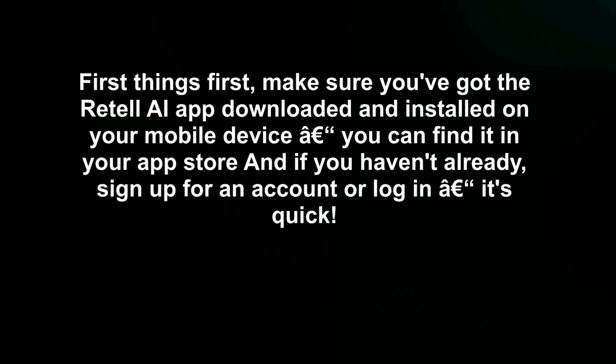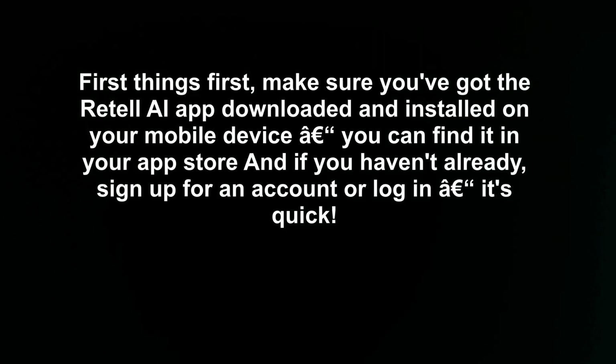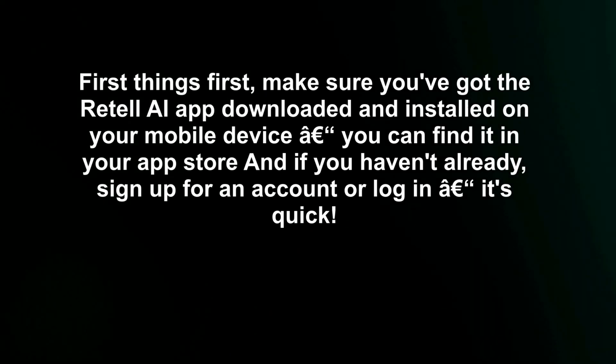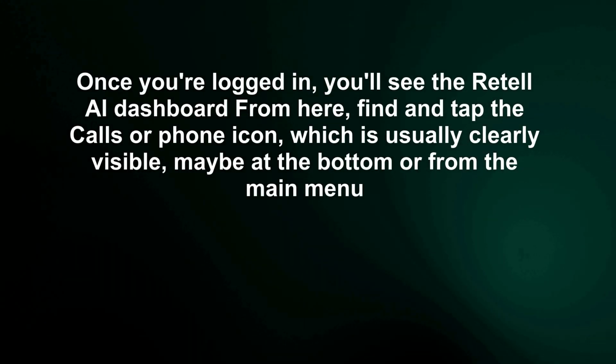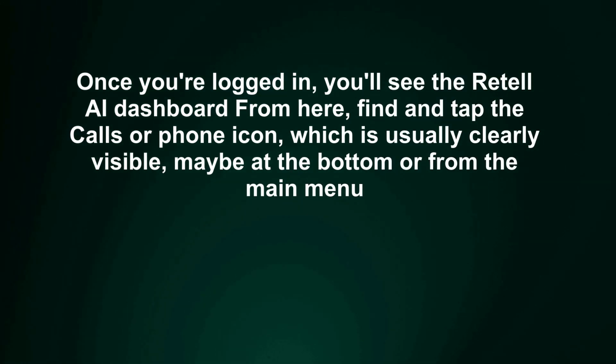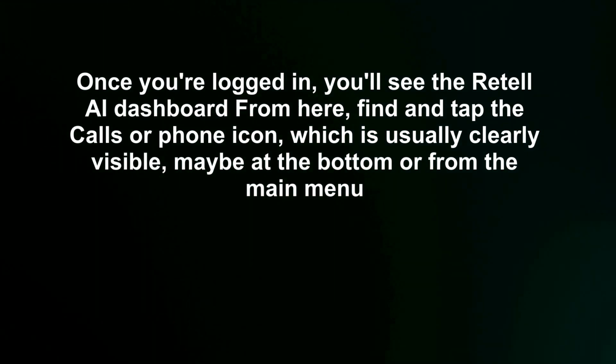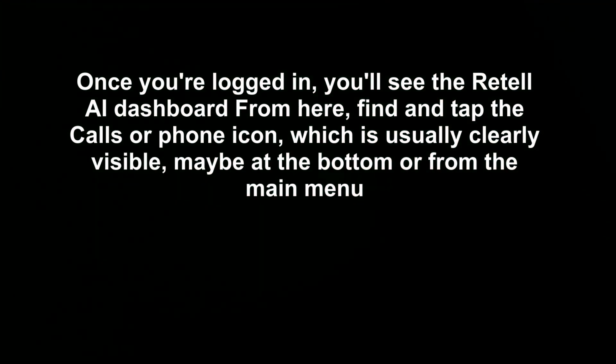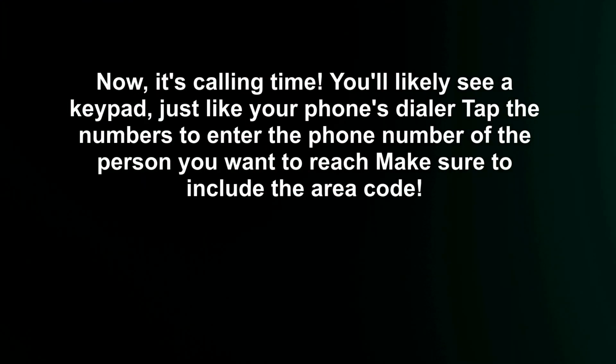You can find it in your app store, and if you haven't already, sign up for an account or log in. It's quick. Once you're logged in, you'll see the Retell AI dashboard. From here, find and tap the calls or phone icon, which is usually clearly visible, maybe at the bottom or from the main menu. Now, it's calling time.